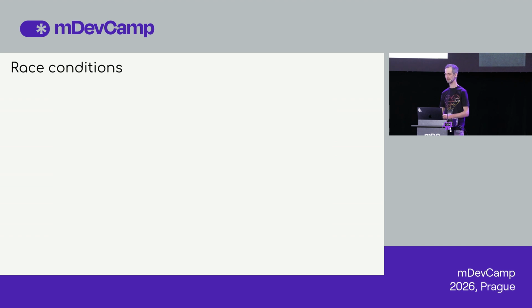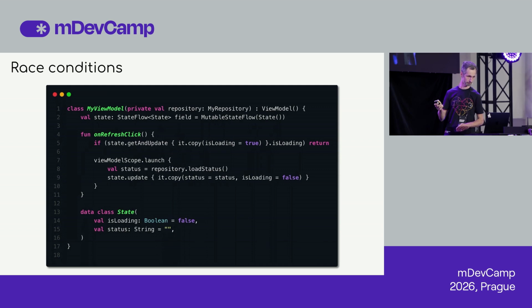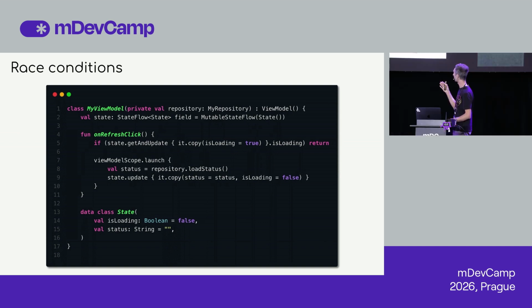So in this case, we have to fix this bug. We can use one of the atomic extension functions on StateFlow. We can atomically change the state, set the loading indicator, and at the same time check the previous loading indicator. If it was already true, this means that another loading process is already happening, and we can do nothing.